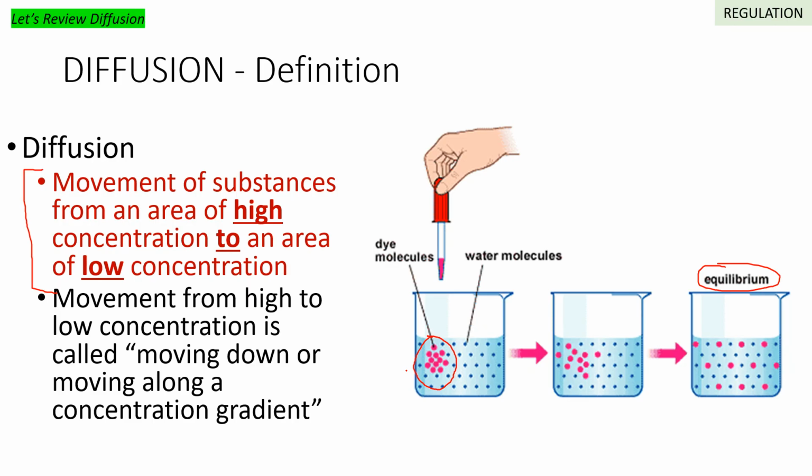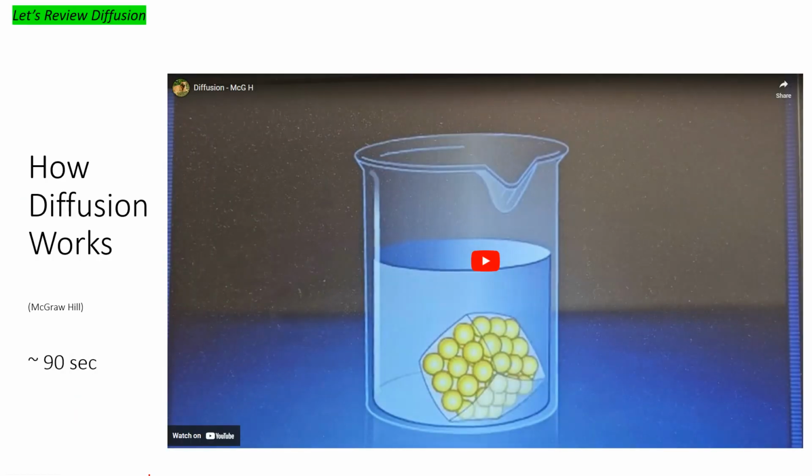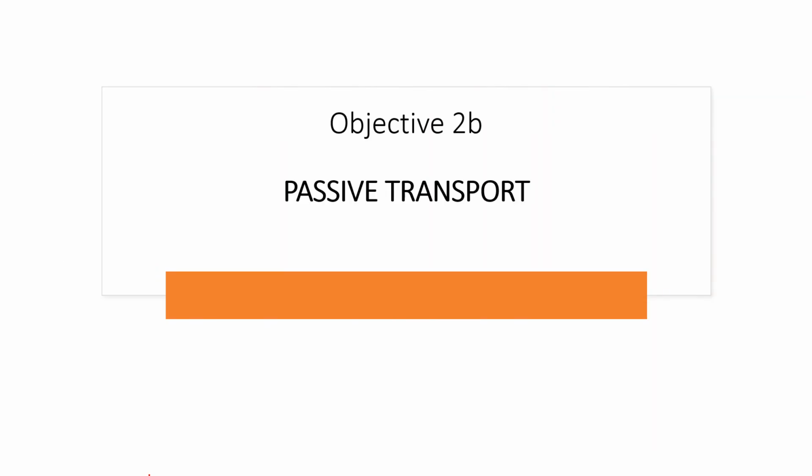So it's the movement of particles from an area of high concentration, like where this dye is accumulated, to an area of low concentration. There's a couple of ways of saying this, which makes it a little confusing sometimes. It could be moving down its concentration gradient or moving along its concentration gradient. All of those mean the same thing. You're going from high to low. Again, this is another video, I think the exact same one as on the previous slide, just showing you visually what's happening if you needed to see that.